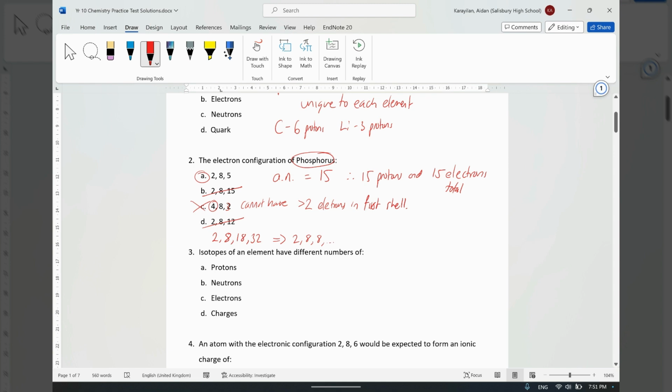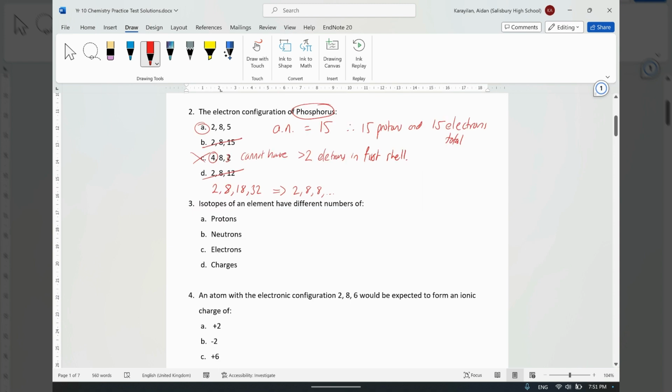Okay, cool. Moving on. So this next bit says isotopes of an element have different numbers of protons, neutrons, electrons, or charges. Now the important bit here is that an isotope is the same element but different mass. So they weigh different amounts. Remembering that electrons have very, very low mass, which means they don't contribute significantly to the mass of an element. They have nothing to do with our different mass component.